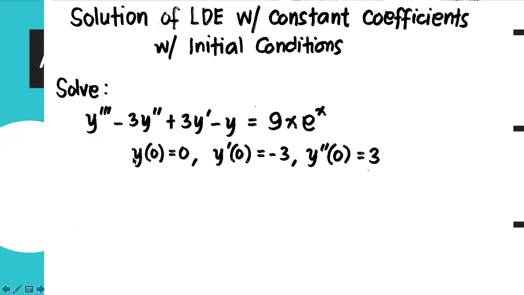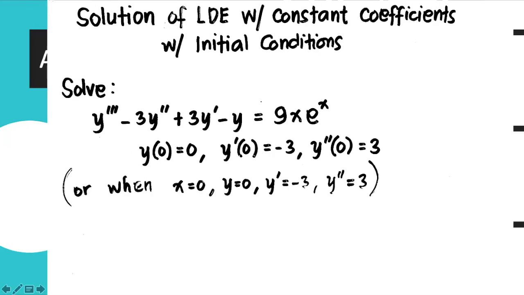Okay, so y is equal to 0 when x is equal to 0. Got it? Y prime is equal to negative 3 when x is equal to 0. Y double prime is equal to 3 when x is equal to 0. That's what this means. Or if we write it, so when x is equal to 0, this is the value of y. So y is equal to 0, y prime is equal to negative 3, y double prime is equal to 3.